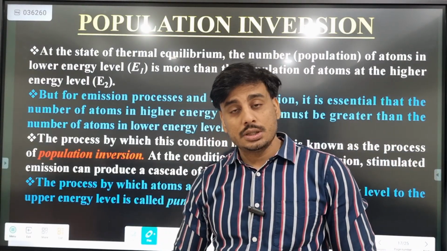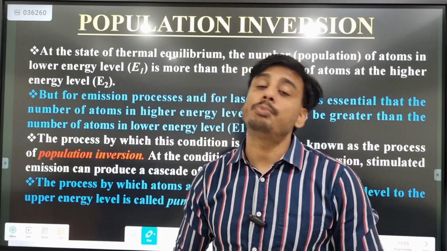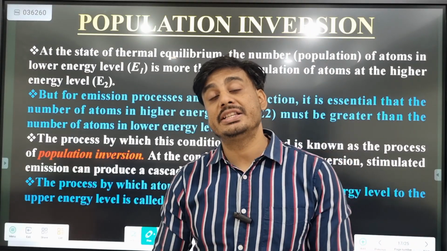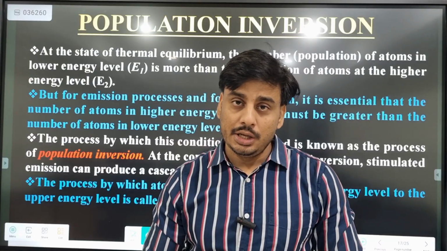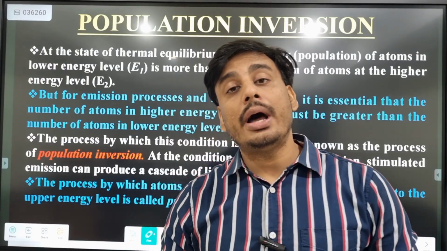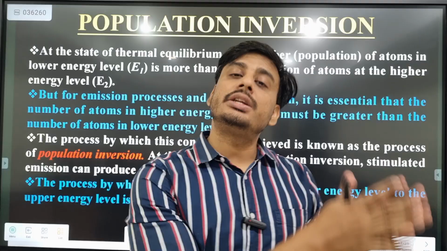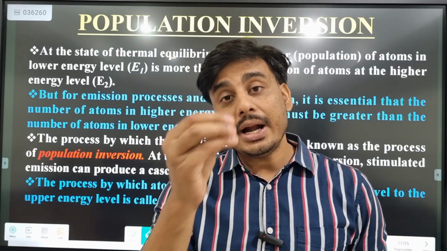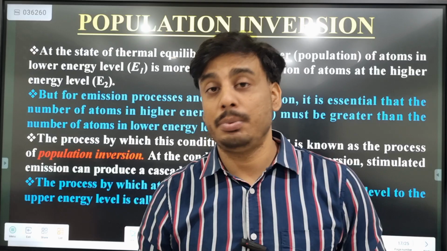Next we have one term, population inversion. Inversion means opposite, and what is inversion here? The population. Population is nothing but how many particles are present in an energy state. So N1 and N2 are nothing but the number of particles present in the energy states E1 and E2. So those N1 and N2 are said to be the population.